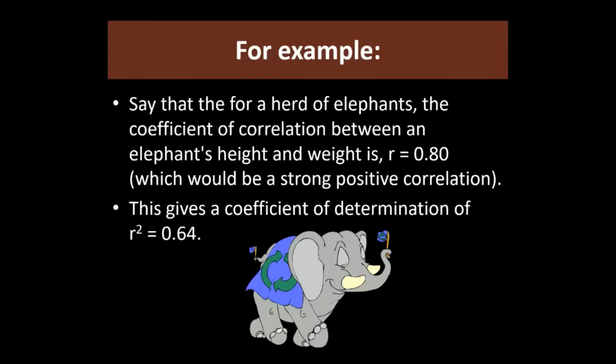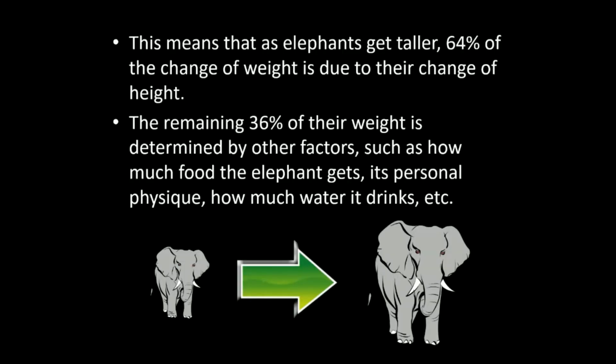Now, if that's true, then we would have a coefficient of determination of 0.64. What that does as far as the way we interpret it goes is that 0.64 is 64%, and then we would say that 64% of the elephant's weight is due to their change of height. So as they get larger, their weight will increase, and 64% of their weight increase will be attributed to their height change. The other 36% could be to a number of other factors.